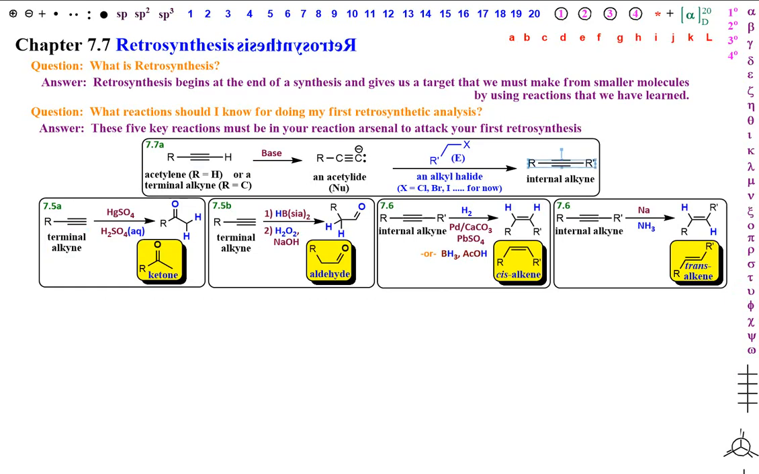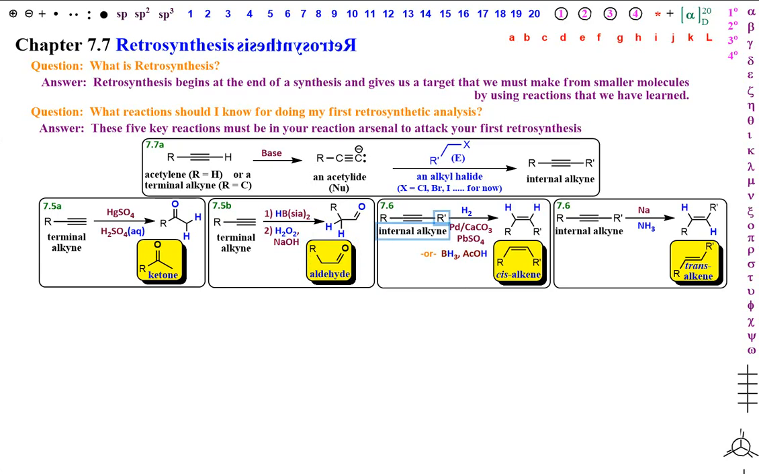We learned how to make a terminal alkyne into a ketone using mercury sulfate, sulfuric acid, and water in a hydration reaction. We learned how to make a similar terminal alkyne into an aldehyde using disiamylborane in step 1 and hydrogen peroxide, sodium hydroxide in step 2 to make an aldehyde. Aldehyde right here.